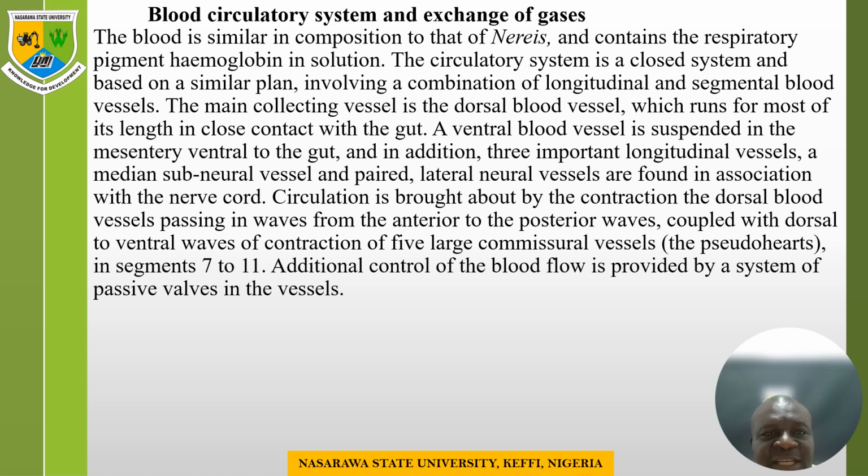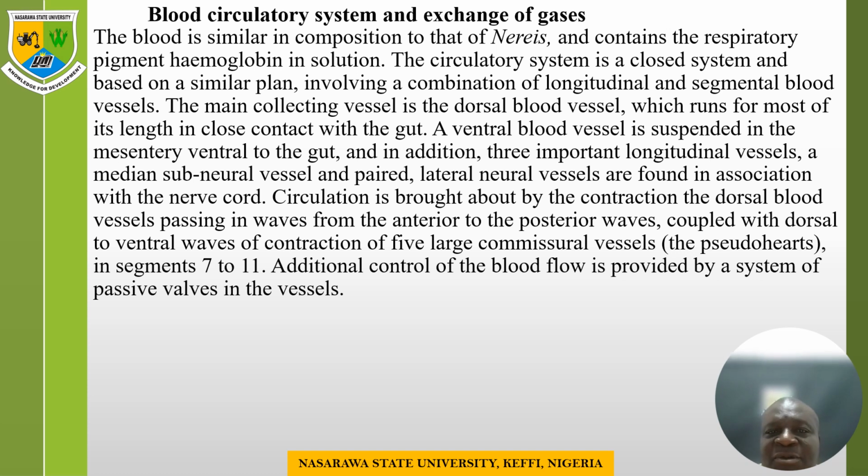There is a blood circulatory system and exchange of gases. The blood is similar in composition, and it contains a respiratory pigment, the hemoglobin, in solution. The hemoglobin that carries oxygen around, even in human beings, is also applicable to them. The circulatory system is a closed one, as I mentioned earlier, based on a similar plan that involves a combination of longitudinal and segmental blood vessels.